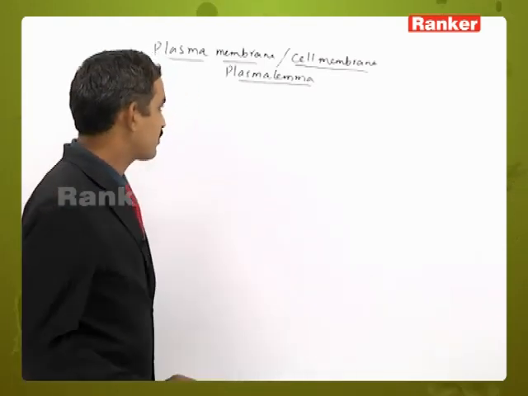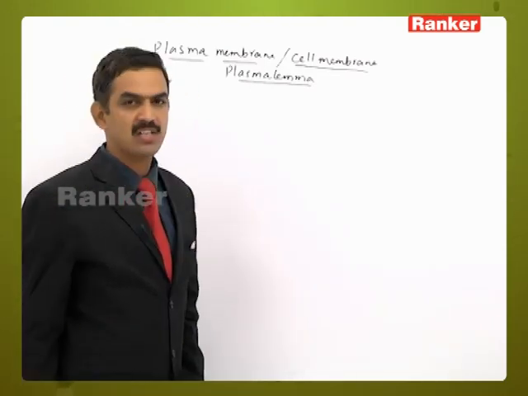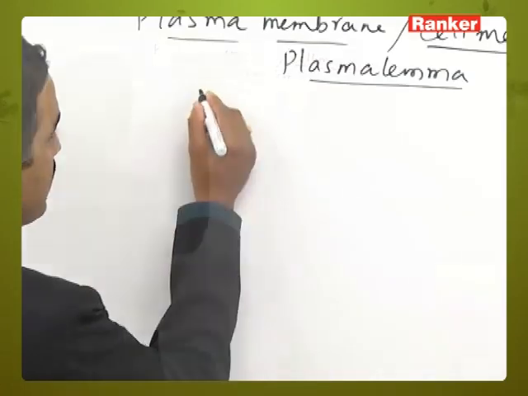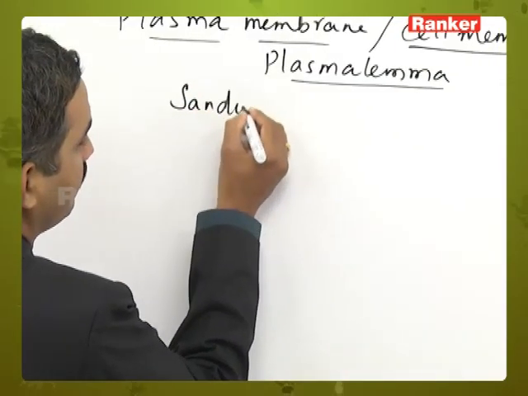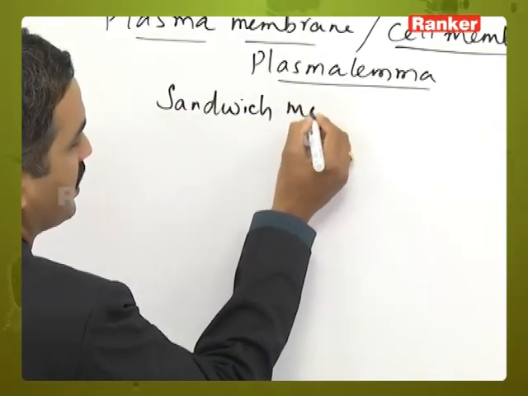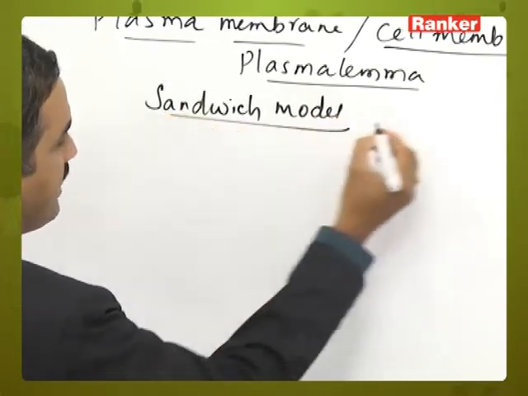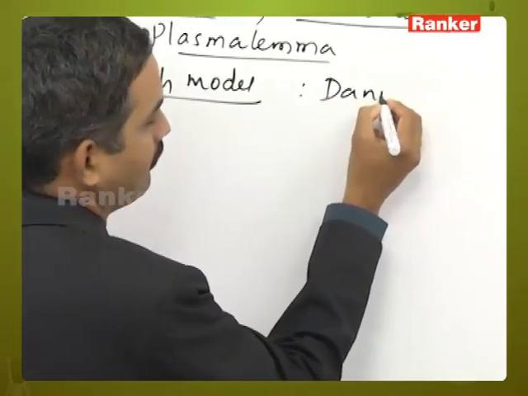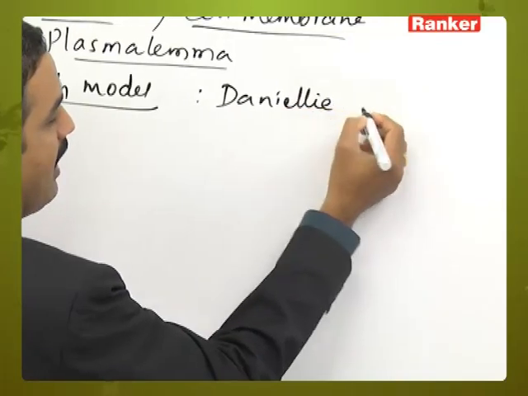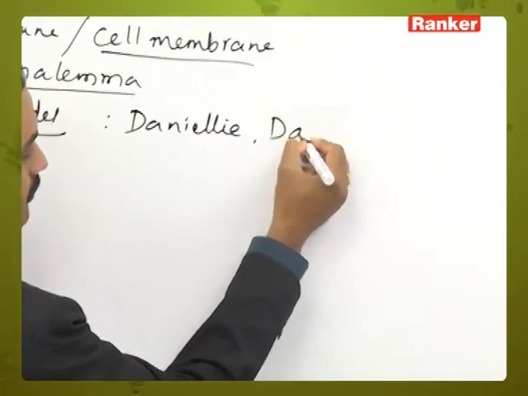Then coming to the various models proposed to explain the structure of the plasma membrane, the first one is the sandwich model. This model was proposed by two scientists, Danielli and Davson.